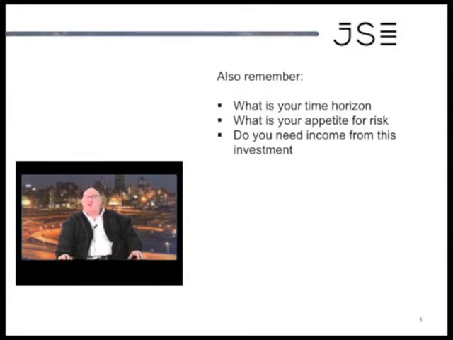And then, do you need income? If you're older in your life and you need to live off the income from your portfolio, you need to have dividends. You need to have bonds in there for yield. You need properties with decent yields on them. So look at what the income component of your portfolio is.